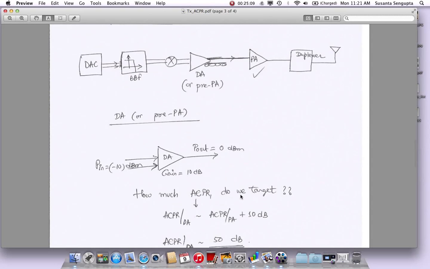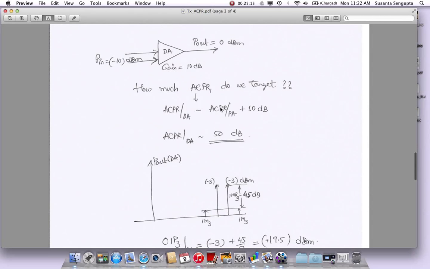And typically in cellular, at least, we know that these DAs are designed to have 50 or 60 dB type ACPR numbers. So if it's 50 dB, then again we look at this as the output of the DA, where it's trying to pump out 0 dBm. So I'm modeling it as two tones, each at -3 dBm. And what should be the IMR3 number there? 45 dB. Because if ACPR is roughly 50, you take 5 out of it from our simple formula, it will be 45.